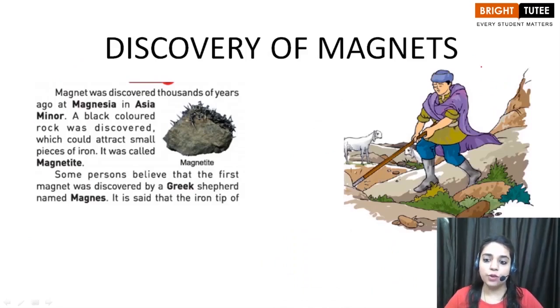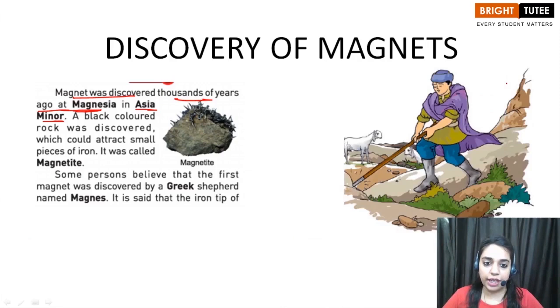So children, now we are going to understand and discuss the discovery of magnets. How were these magnets discovered? So children, it is said that there was a Greek shepherd, and his name was Magnus, and the area was Magnesia. So the magnet was discovered thousands of years ago at Magnesia, which is located in Asia Minor. So children, the tip of the shepherd's stick had a piece of iron in it. Okay, so this was made up of iron.